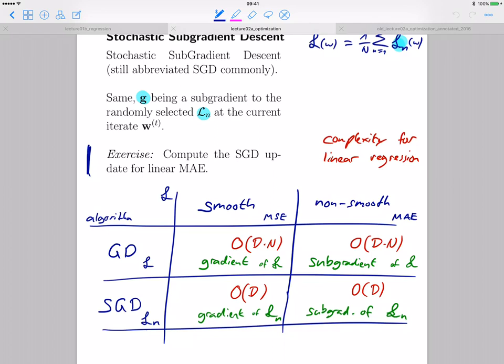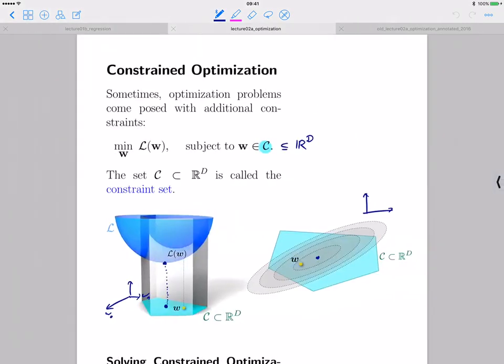And then what's the best possible rate that you can achieve? That's a more advanced topic in advanced optimization.